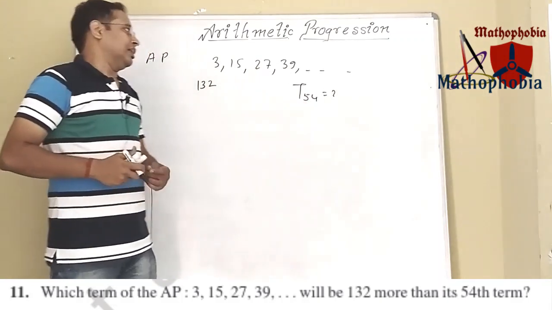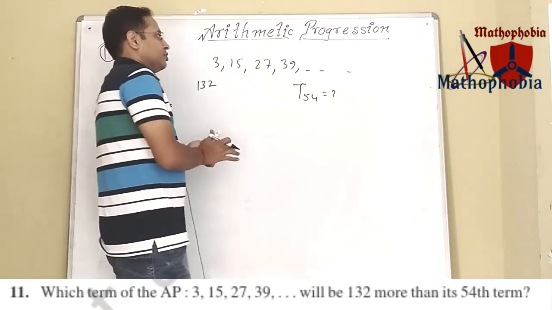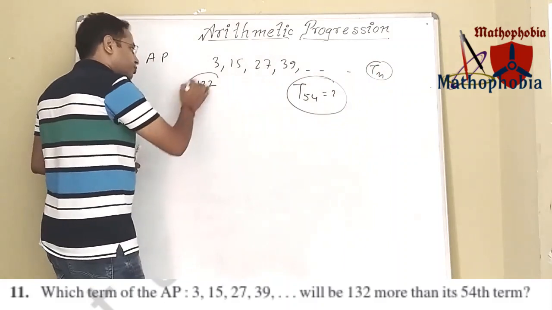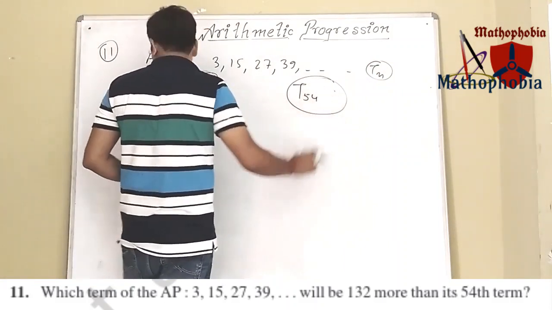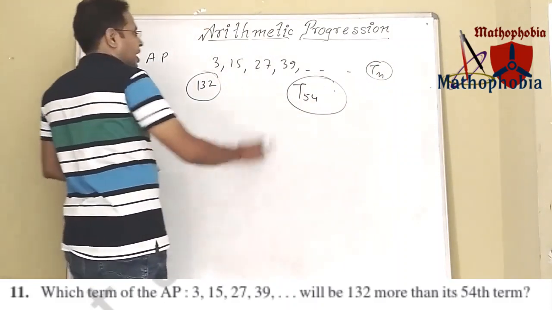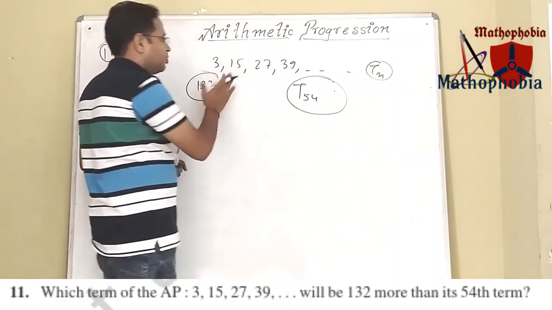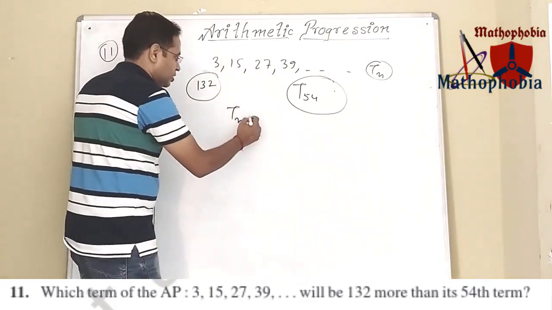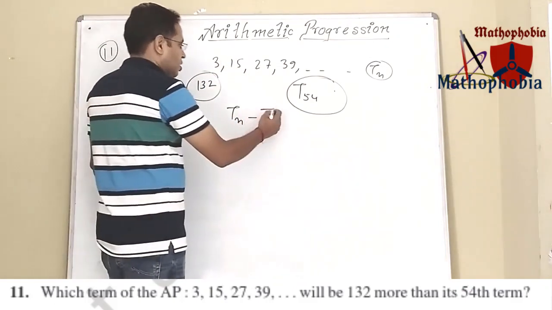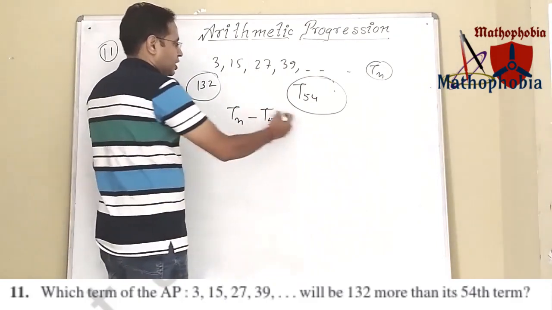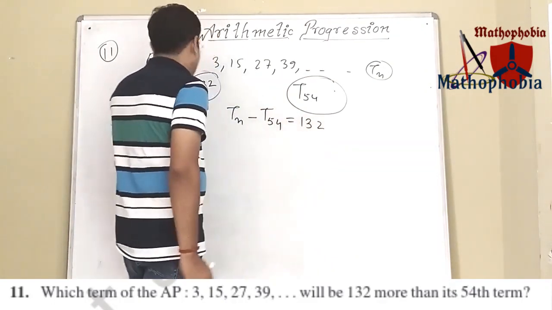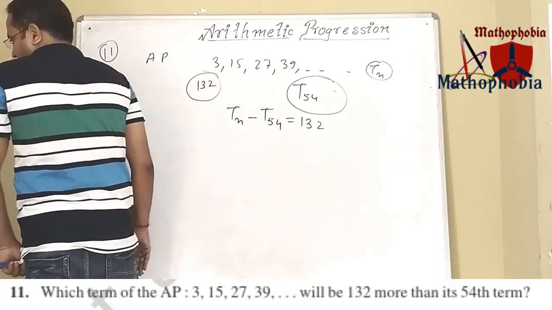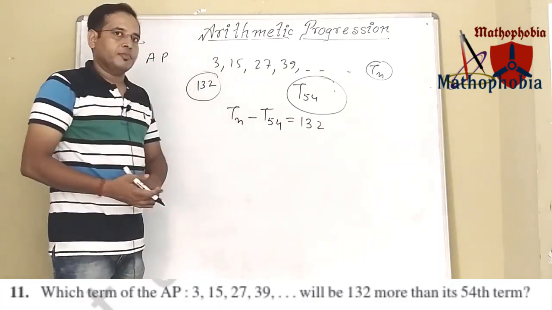है ना, तो हम मान लेते हैं कि nth टर्म इस AP का इसके 54th टर्म से 132 ज्यादा है। So what equation we'll get? Since the nth term of this given arithmetic sequence is greater than its 54th term by 132, and what we need to find out? We need to find out which term. Okay, we need to find out the value of n.